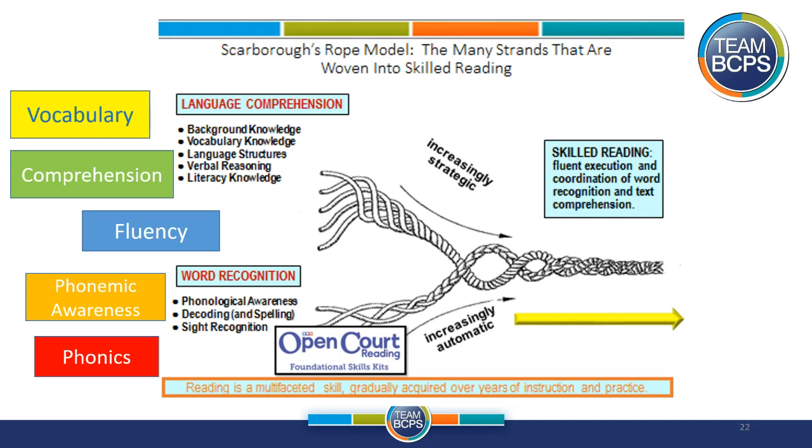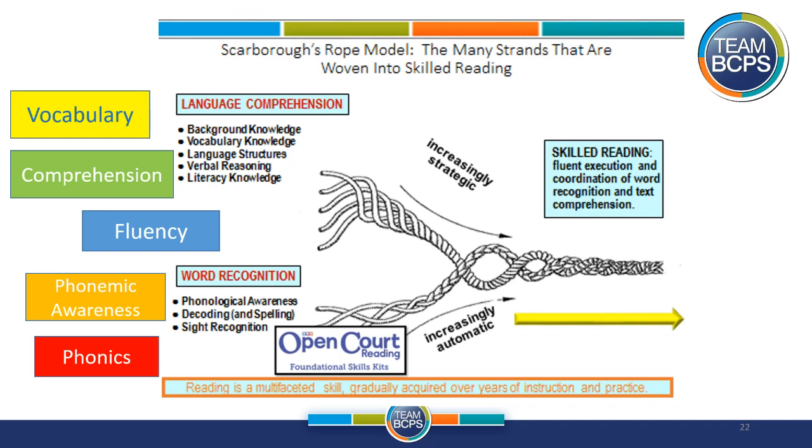And what we know from when we talk about the term science of reading, and I'm both grateful but also cautious about that phrase, because sometimes when a phrase becomes so commonly used, it can lose its meaning. So it's an opportunity for us today to talk about, when we say science of reading, that's really referring to a body of research around reading acquisition and the many strands illustrated here by Scarborough's rope that are woven into skillful reading, which is what we want for all of our students.